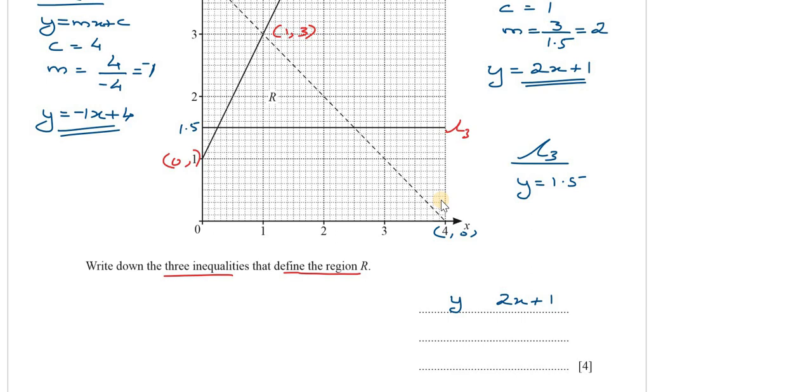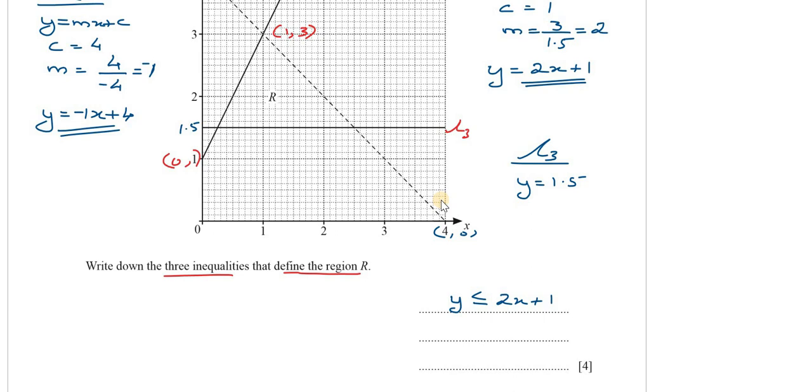Now I have to fix this inequality. You can see that the L1 line is a straight line, not a dotted line, and the region is below this line. Below means less than, and since it is a straight line, the equal sign also comes there. If it is a dotted line, you mention only less than or greater than. If it is a straight line, you have to put less than or equal to, or greater than or equal to. So according to this question, the region is below this line, so I put less than or equal to.